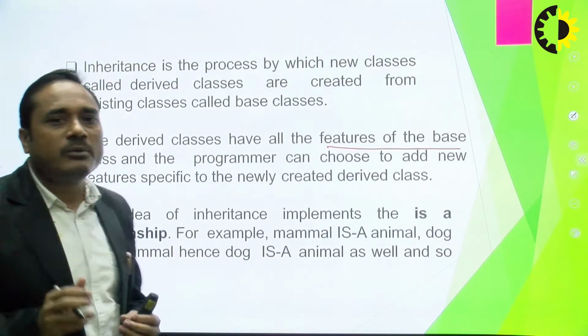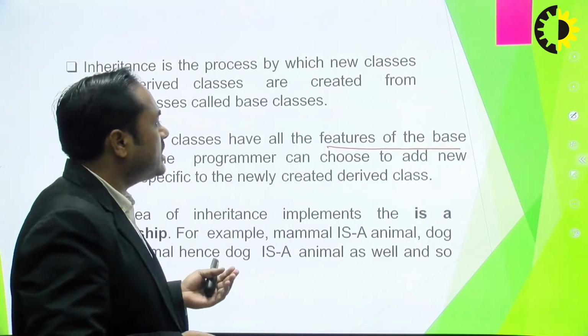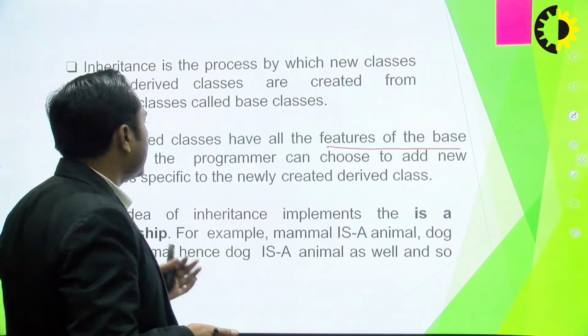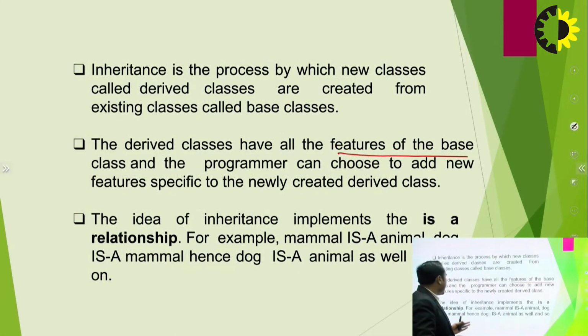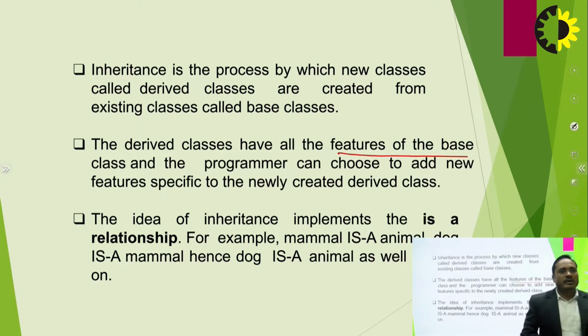When a programmer wants to create a new class, he will go to the base class, and on the basis of that, he will create the new class that is called the derived class. The idea of inheritance implements an "is-a" relationship. Relationship means we create a new class that has a relation with the base class. Any class derived this way inherits the properties of the base class.